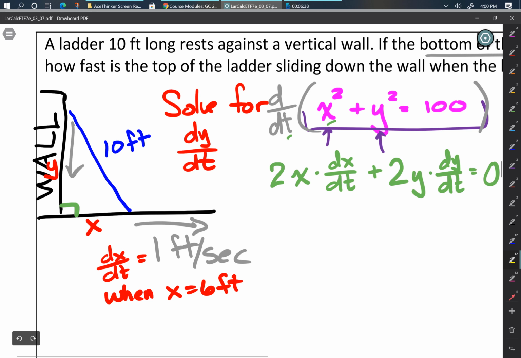I just want to highlight something right here. This is a very common mistake at this point. People will take the derivative of 100 and get 100. Remember, the derivative of a constant with respect to any variable is always going to be 0.